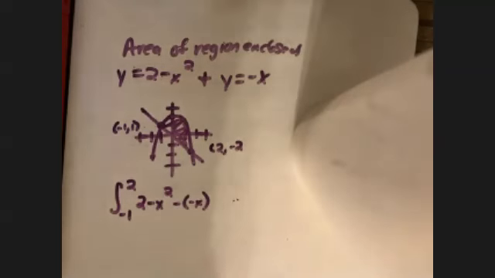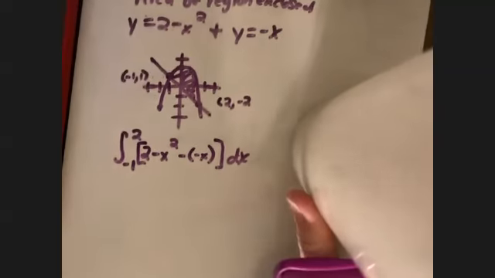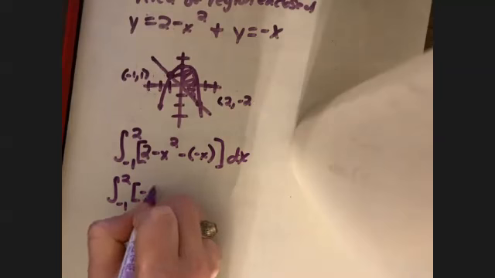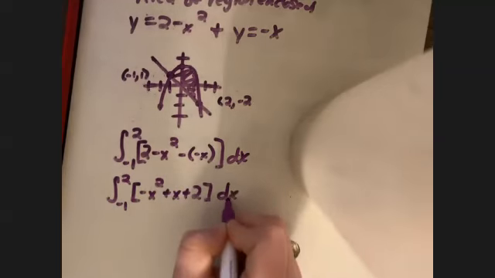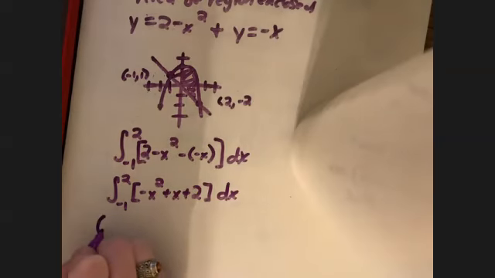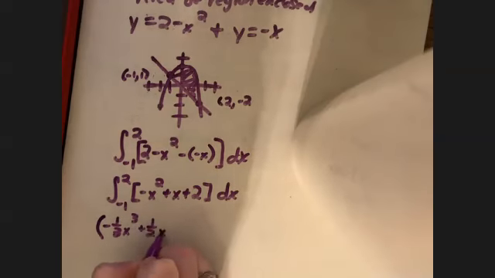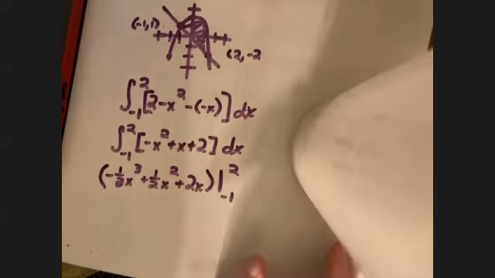Okay, so we're going to clean that up. I'm actually going to clean it up before we start the integration. So -1 to 2 of negative x squared plus x plus 2, just so that it looks a little more traditional in the ordering. So sending this up, we're going to have -1/3 x cubed plus 1/2 x squared plus 2x, evaluated from -1 to 2.